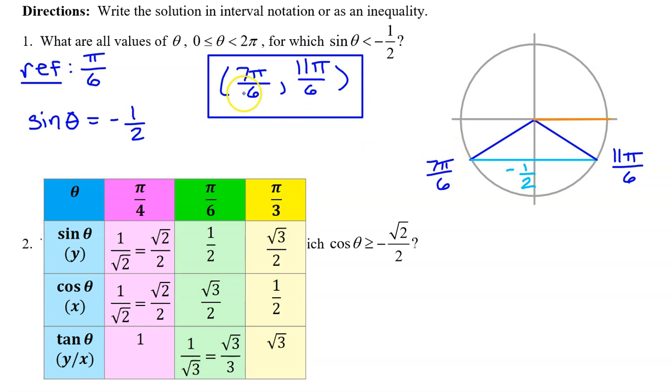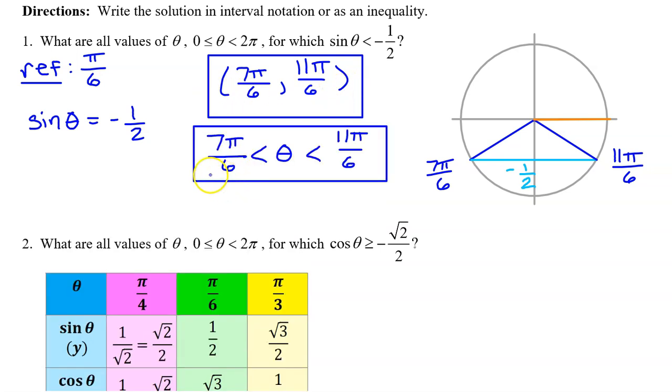We can write the solution in interval notation like this. We use parentheses to show that the endpoints 7 pi over 6 and 11 pi over 6 are not included in the solution set. Or you could record your answer as an inequality. In this case, we use less than signs to show that the endpoints are not included. If the endpoints were to be included, we would have less than or equal to.